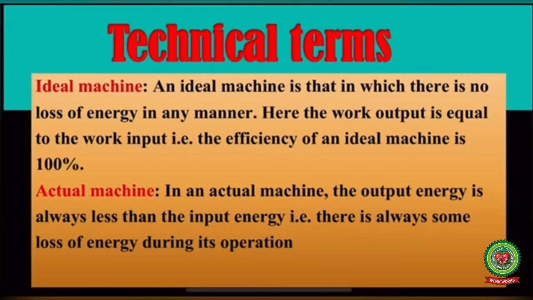Next is an ideal machine. An ideal machine is one in which there is no loss of energy in any manner. Here, the work output is always equal to work input. That is, the efficiency of an ideal machine is always 100%. Next is actual machine. In an actual machine, the output energy is always less than input energy because there is always some loss of energy during its operation. This loss of energy happens due to friction between the moving parts of the machine.